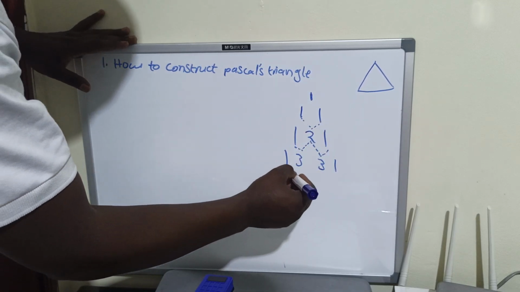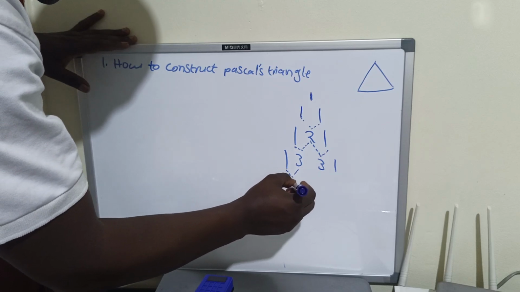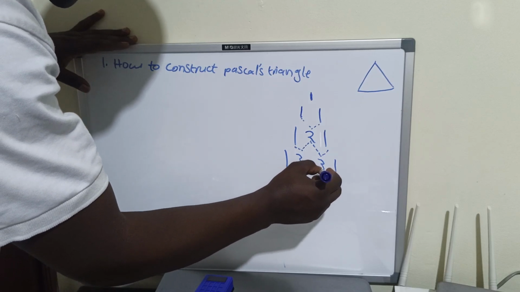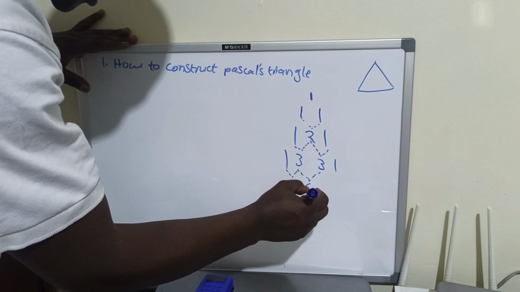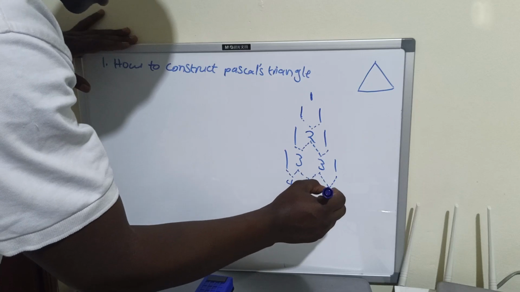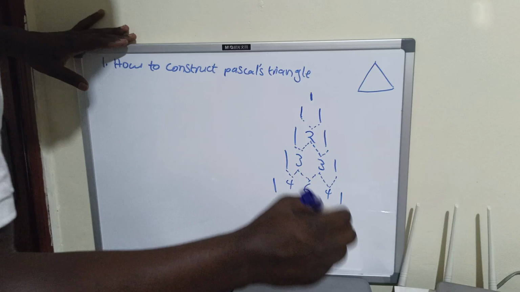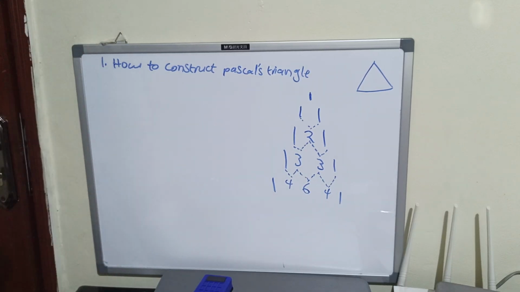Then as we go down to the base, this 3 plus this 1 is 4. This 3 plus this 3 is 6. This 3 plus this 1 is 4. Then you add 1 here, you add 1 here. You continue like that. For example, let's continue to the next step.